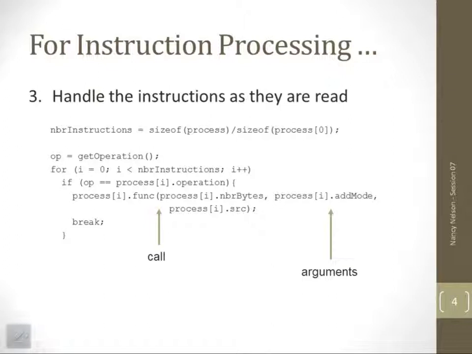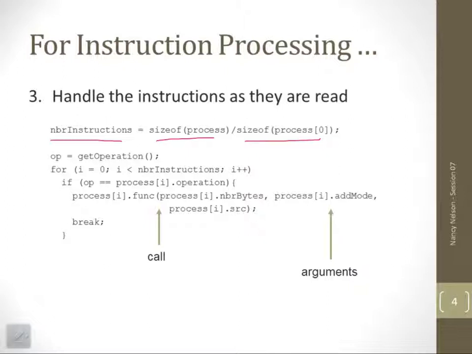The third part, we're now into the actual code. So as you remember from before, we can figure out how many actual instructions we have in our database by taking the size of process, which was the name of my array, and divide it by the size of one element. So number of instructions is going to tell us how many things or functions we've actually specified in our structure.